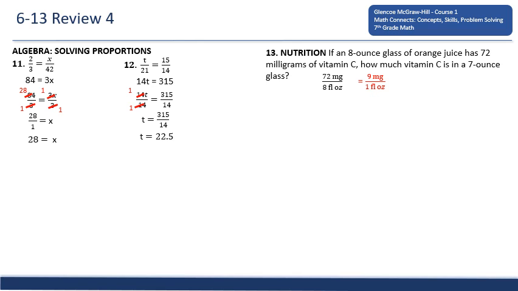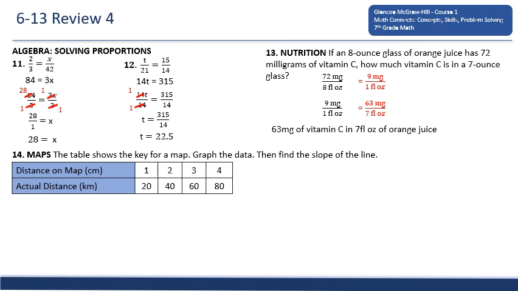So now we need to take the 9 milligrams per ounce and find out how many milligrams are in 7 ounces. So we can take that and we'll multiply the numerator and denominator by 7, which will make the numerator 7 ounces, which is what the question asks us. How many milligrams in 7 ounces? And the answer is 63 milligrams of vitamin C in 7 fluid ounces of orange juice.